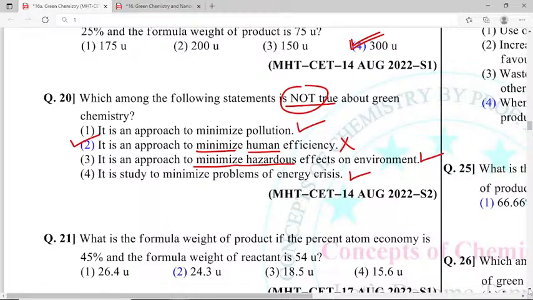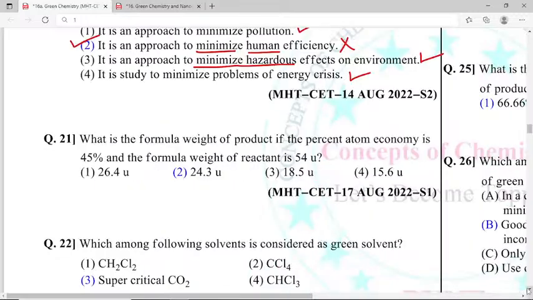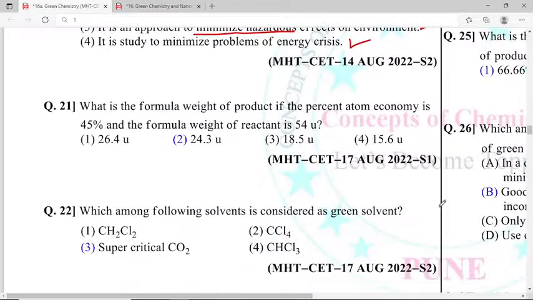Okay, question number 20. Get it, everyone? Next question. What is the formula weight of product? So this is again the numerical here. I am talking about the formula weight of product as X value. Formula weight of reactant is given. So what is the calculation here?